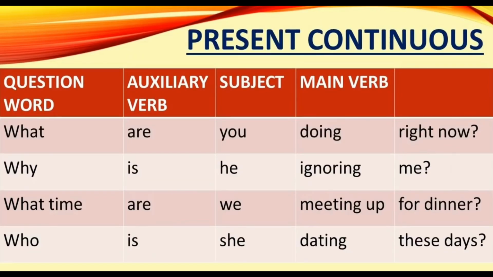To form questions in the present continuous, the auxiliary verb is is or are, and the main verb is in the ing form. For example, what are you doing right now? Why is he ignoring me? What time are we meeting up for dinner? Who is she dating these days?